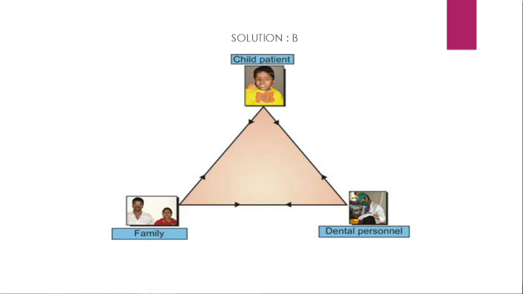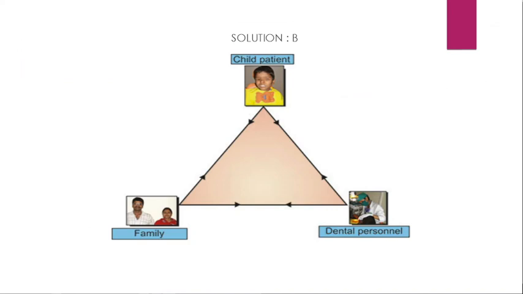The three people who are very important in pedodontic treatment are depicted in this triangle. That is, for treating a child, both the family and the dental personnel are important, and their cooperation should be there to give a good treatment to the child. So the child becomes the tip. He is the focus, or the apex, of the pedodontic triangle. There is a modified version of this triangle given by McDonald, in which society also plays an important role.